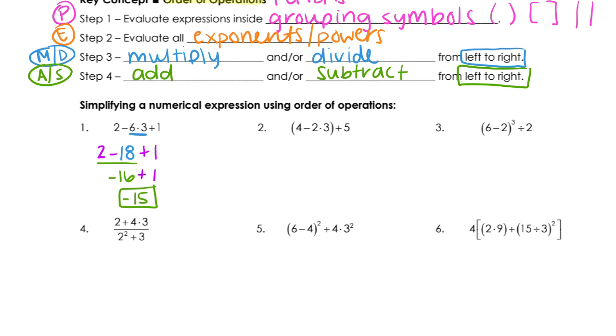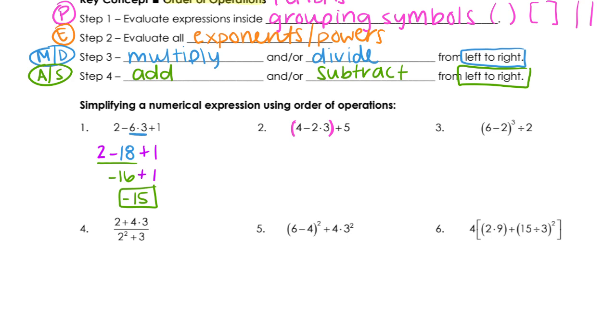Moving on to number 2 here, I do see parentheses, so we are going to work inside of those parentheses first. So I'm going to go ahead and just make those pink to follow my colors up above. So inside, I see subtracting and I see multiplying. According to PEMDAS, which, by the way, does start over when you start a set of parentheses, inside of the parentheses we go back to the very beginning.